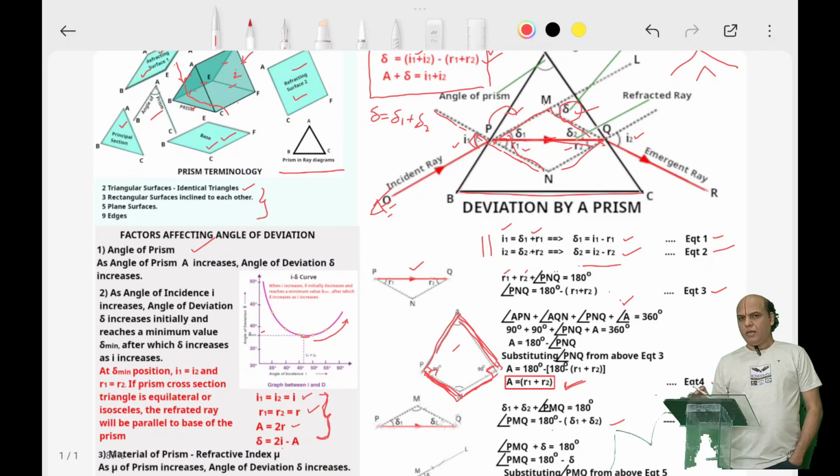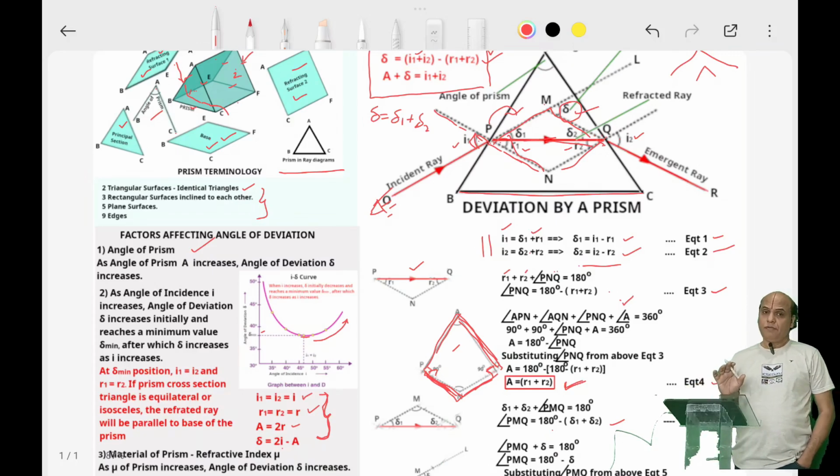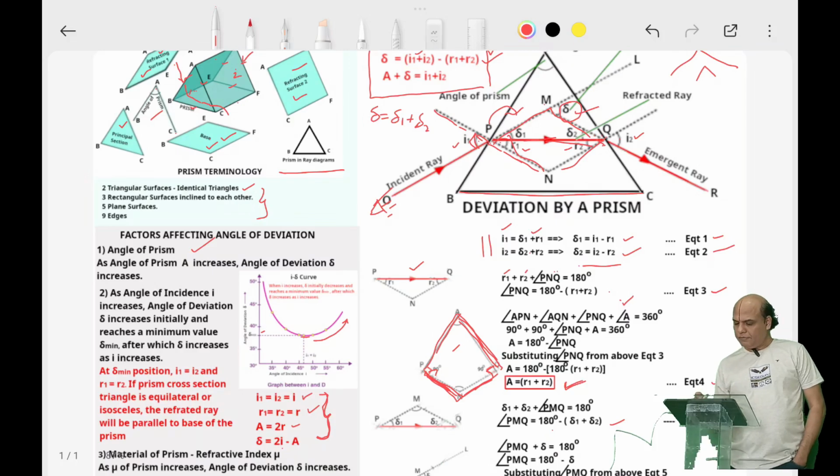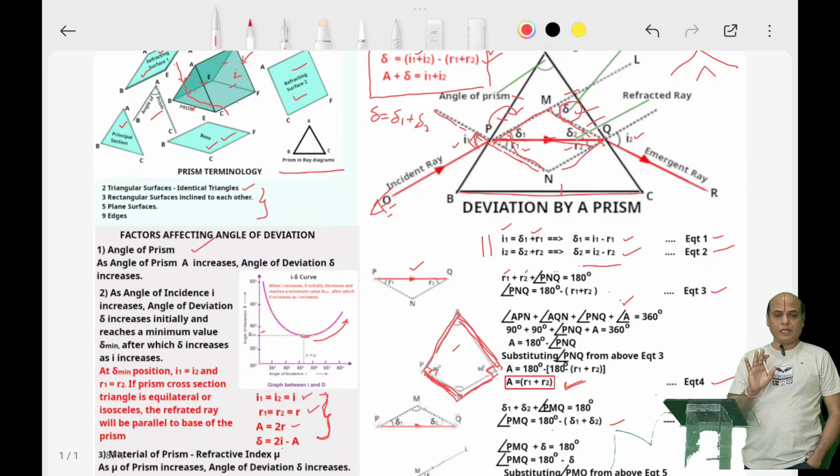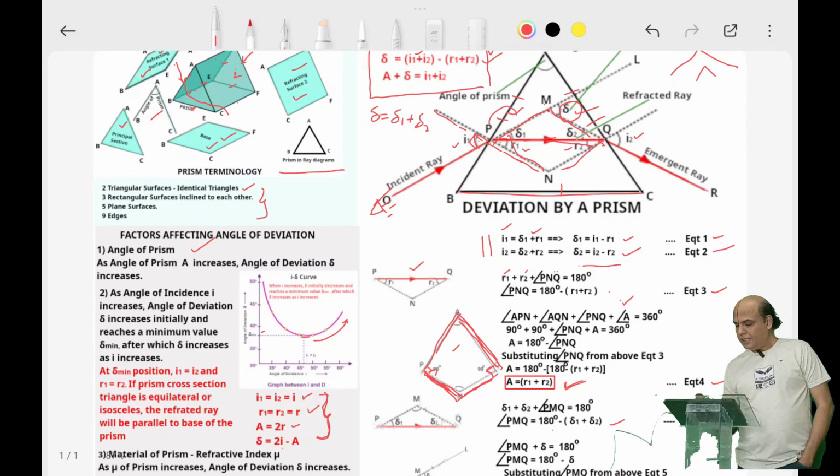When the prism is at minimum deviation position, if the prism is equilateral, that is if all the three sides are equal, or if the prism is isosceles, meaning these two sides are the same, if the cross section of the prism is any of them, then this refracted ray PQ will be parallel to the base of the prism. Understood? Let's move further.